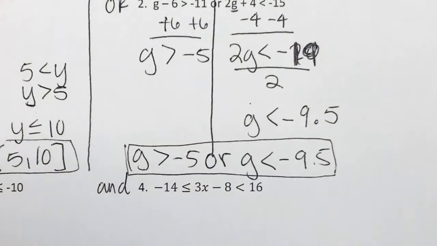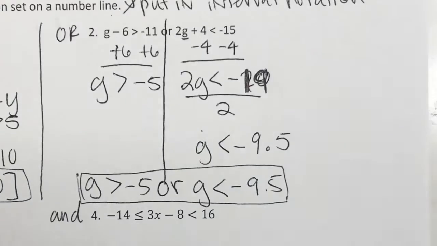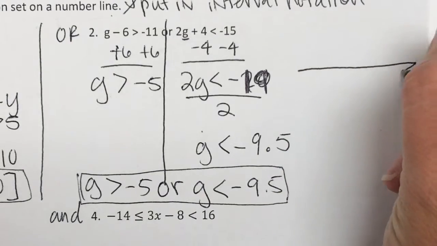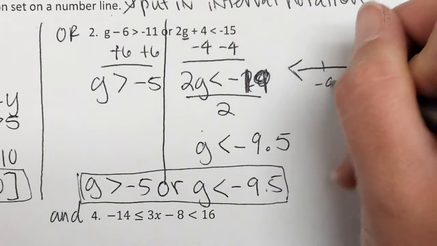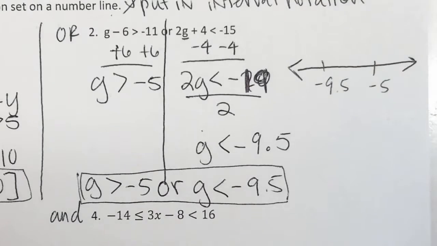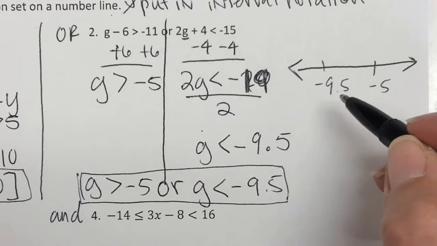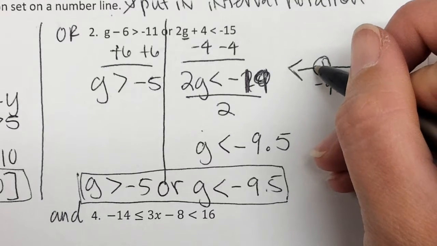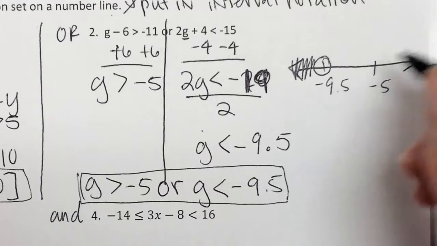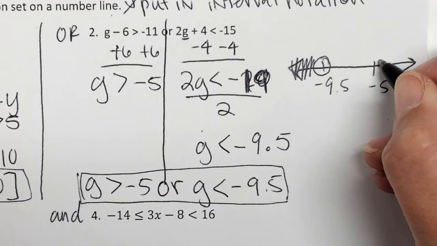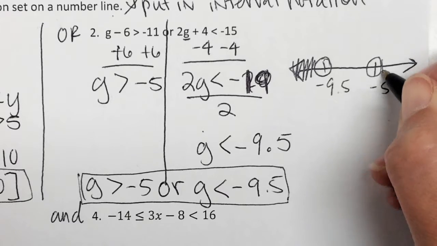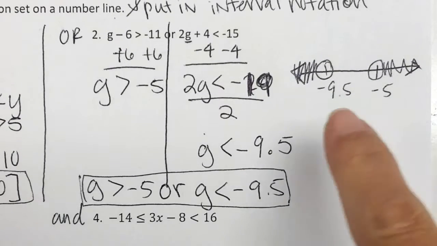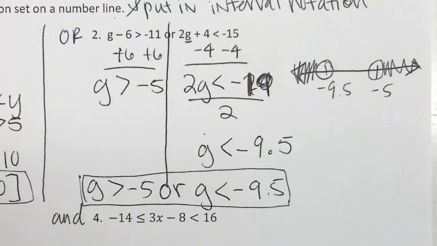Now for our number line, which one's going to come first, -9.5 or -5? Very good. And on -9.5, open or closed? To the left or right? Good. Open or closed here? Open into the what? Good. And notice how Kaylee said on OR statements you will not have anything in the middle. So it's the opposite of an AND statement.